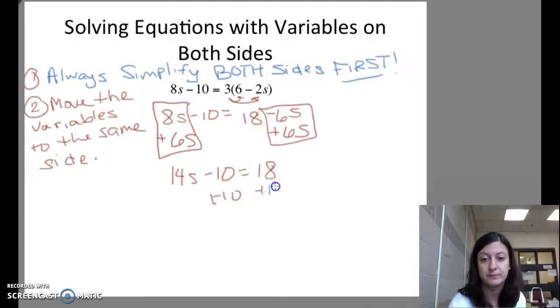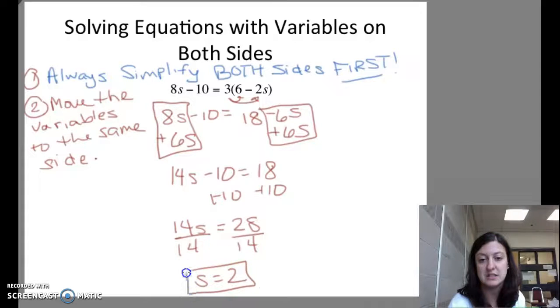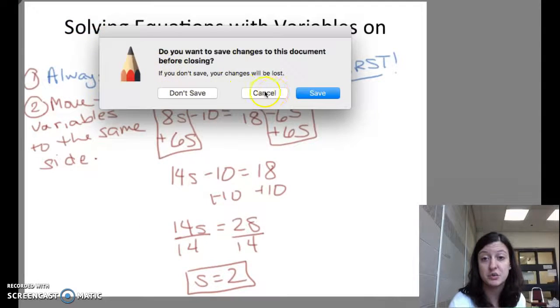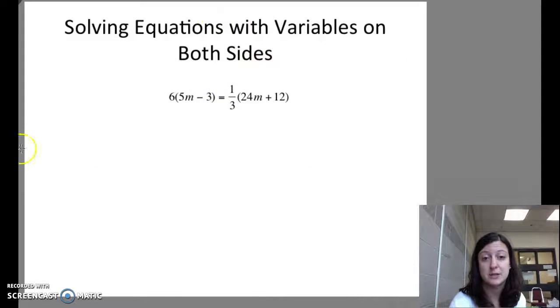Add 10. 14s equals 28. Now I'm going to divide both sides by 14, and s equals 2. Easy peasy. You could always plug that value back into your original equation and see if you get the same answer.